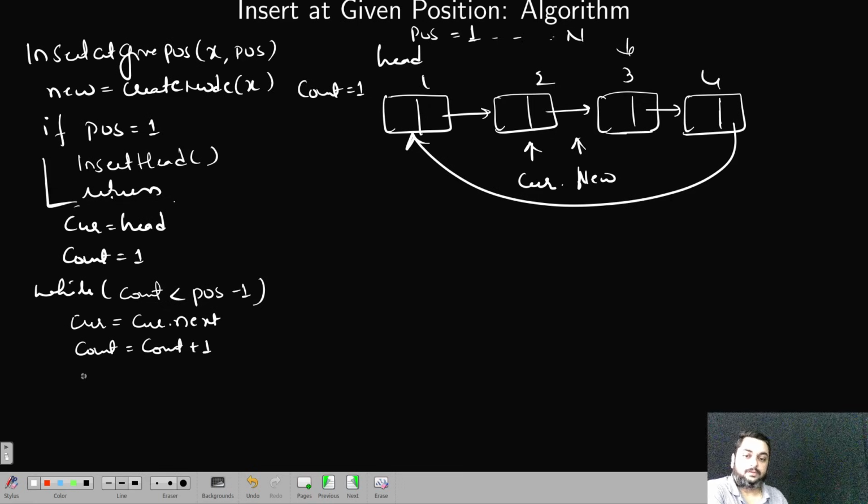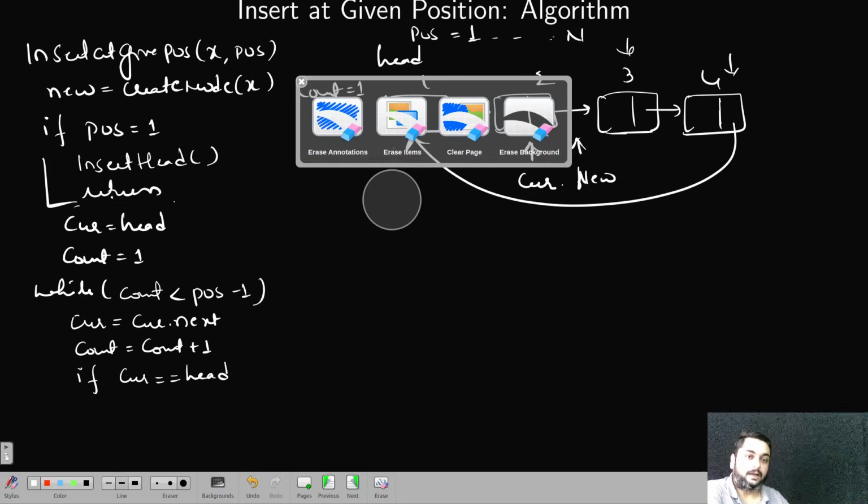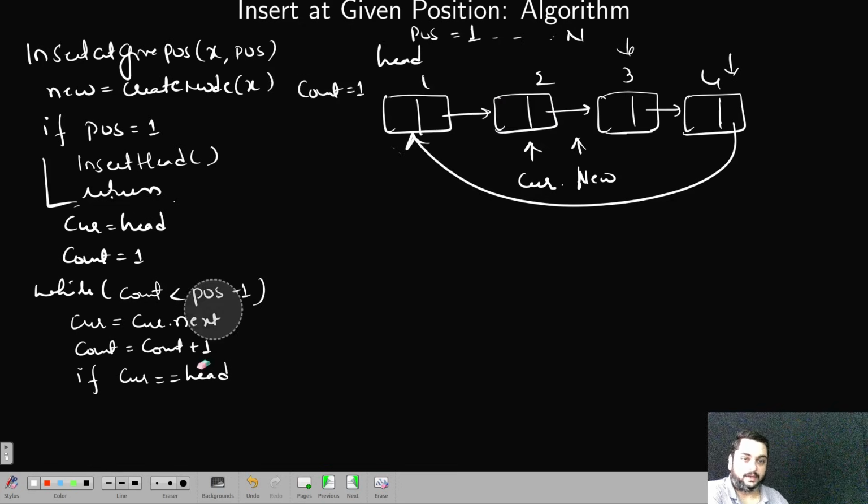Now this is not done. So here I have to check if current is equal to head. If it has become head after incrementing. So for example, current reached here. Then inside the loop I made current equal to current dot next. So that means my current is actually pointing here, so current is now at the head. That means I cannot insert at this position, right? So that's why I have to say that it's an error. So if current equals head, then it becomes position 1. So print error, invalid position.